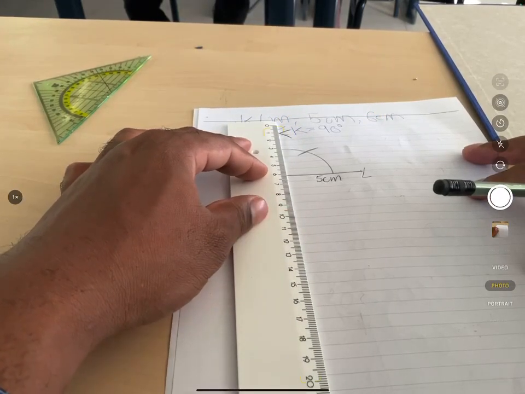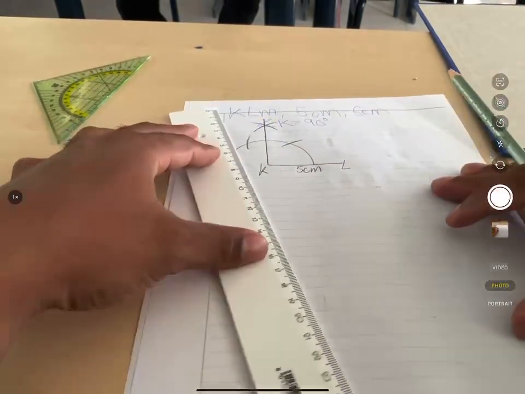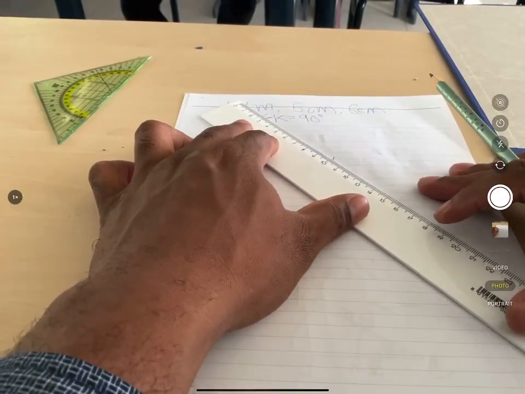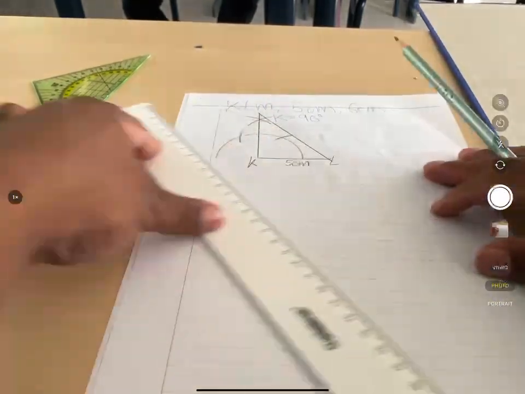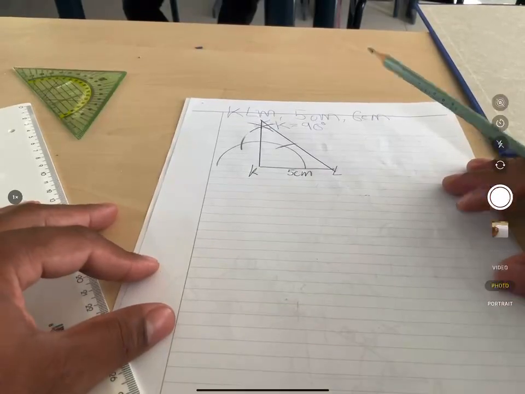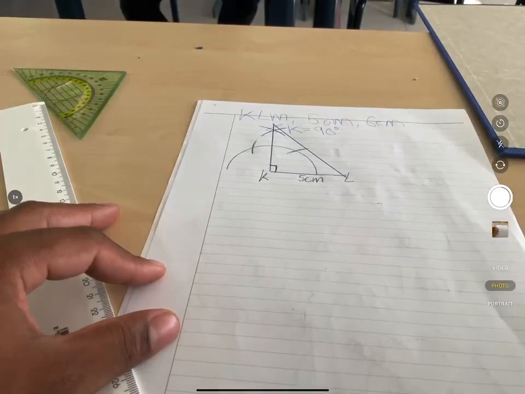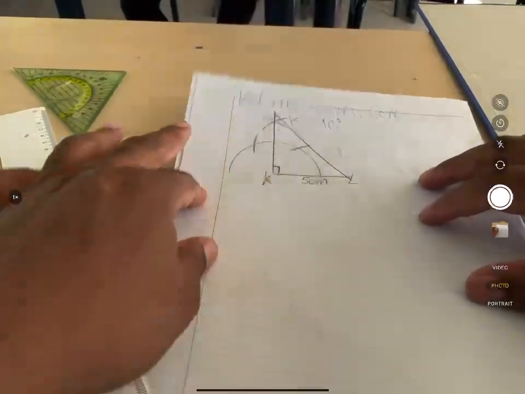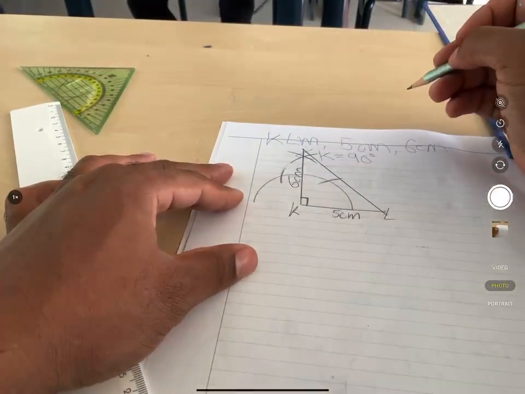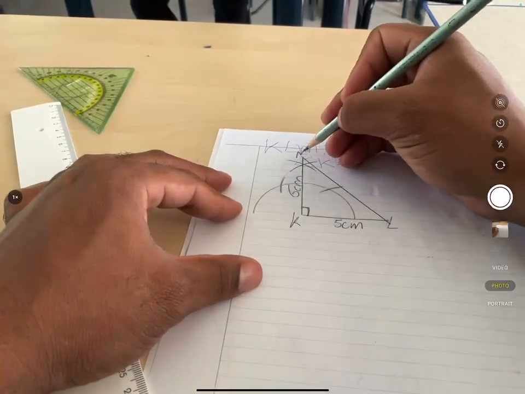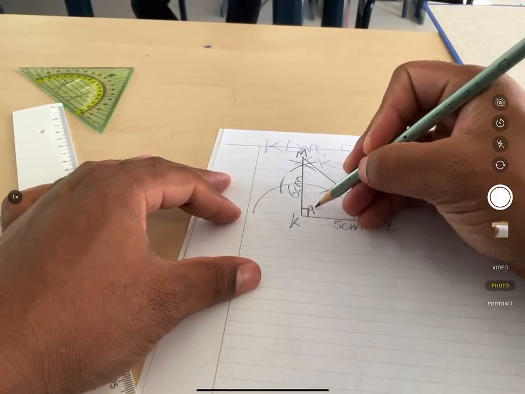Six centimeters. And there you have it. A perfect 90-degree angle. We are not going to forget the measurements. 6 centimeters. And this is M. 90 degrees.